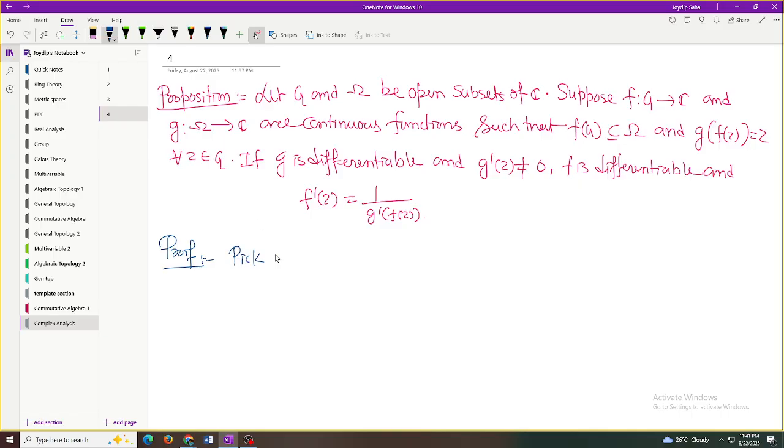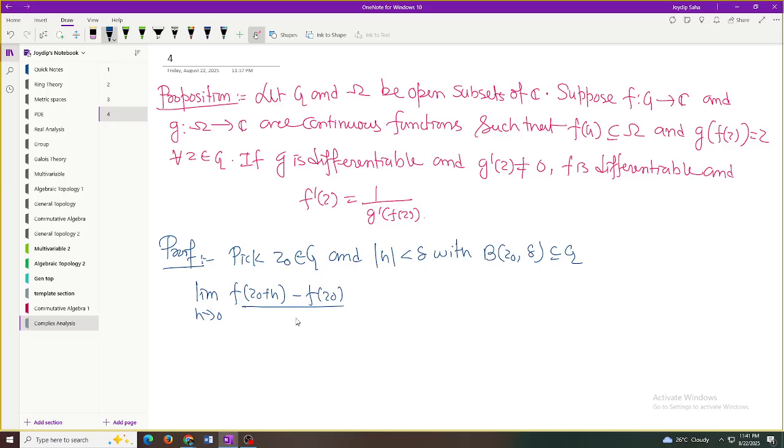Pick z0 belongs to omega and a delta with the ball in omega. We consider the limit h tends to 0 of f(z0 plus h) minus f(z0) over h. So h can be written as z0 plus h minus z0.